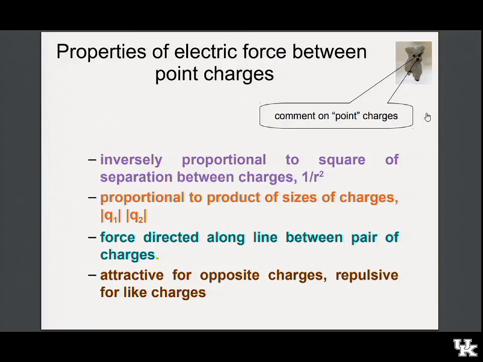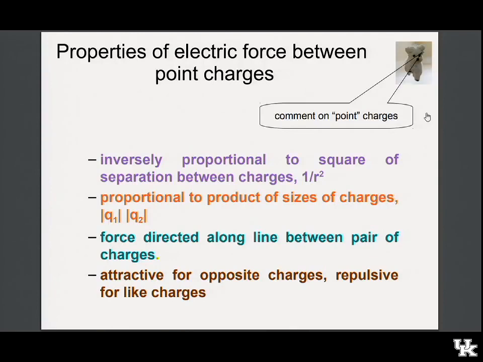So the law, Coulomb's law, incorporates a number of important features that characterize electrical forces. And on this slide, I've just listed those features, and then we'll see the equation itself that puts together all these bits and pieces, all these components of the law.